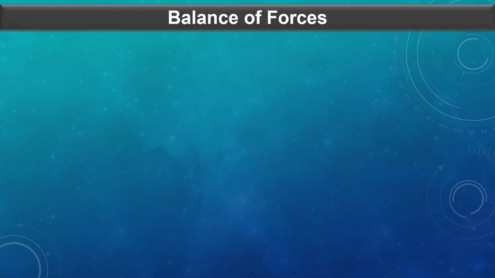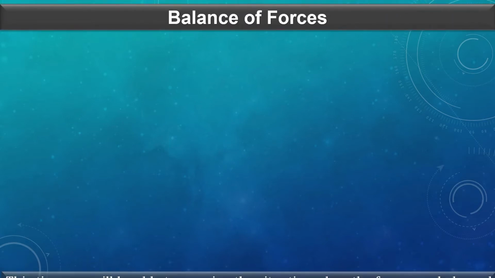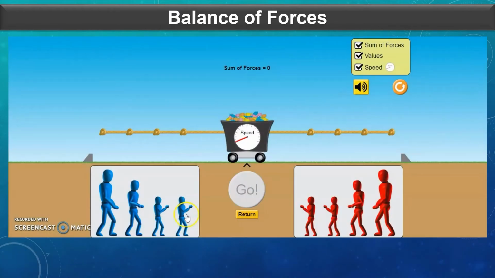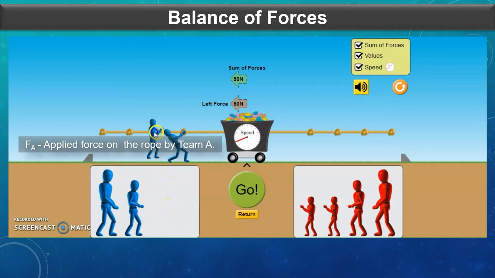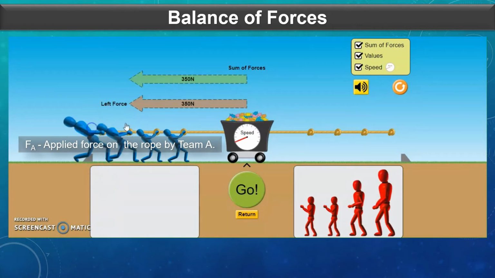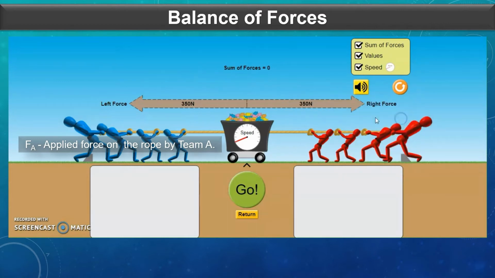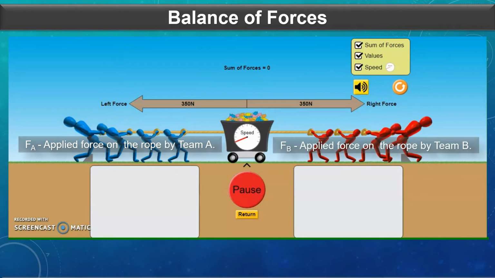Another situation where balanced forces can be observed is playing tug of war. After observing this situation, you will be able to examine the situation when the forces are balanced, and explain the effect of balanced forces on the state of motion of an object. Each team exerted the same amount of force. 350 Newton exerted by Team A is represented by F sub A, and 350 Newton exerted by Team B is represented by F sub B.